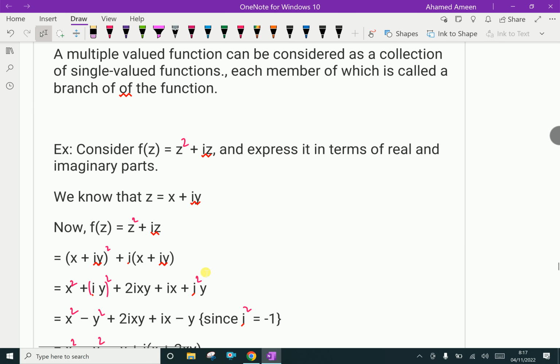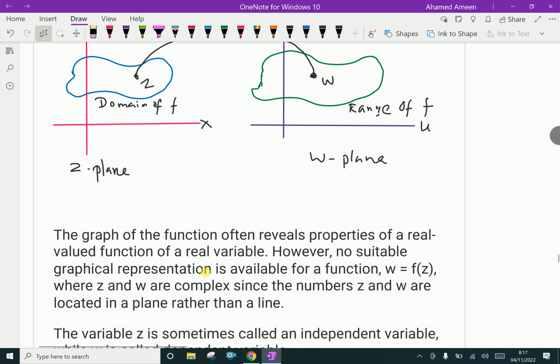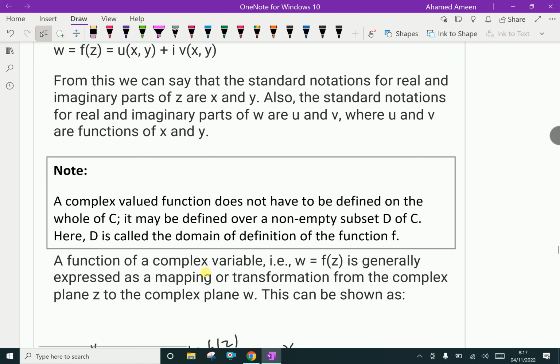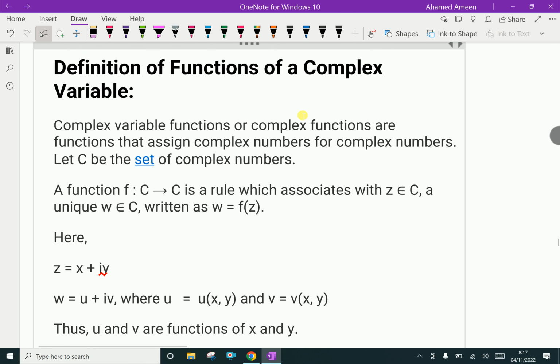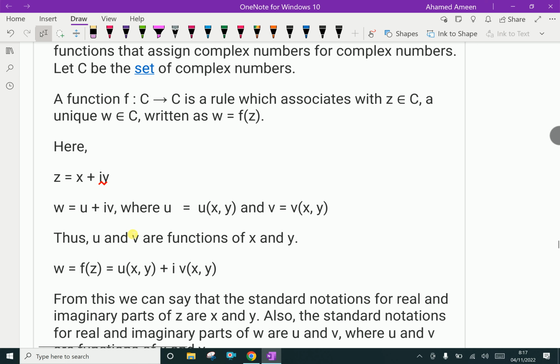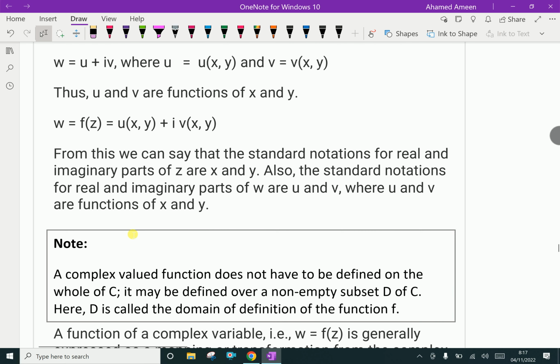So far we have discussed the definition of a function of a complex variable, and we also did an example regarding that.